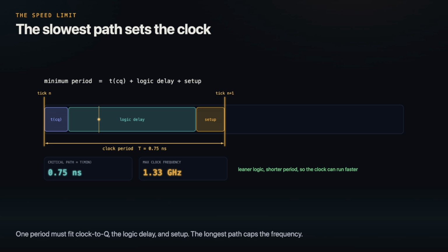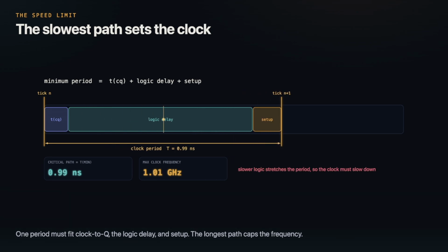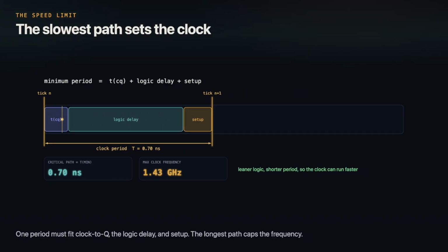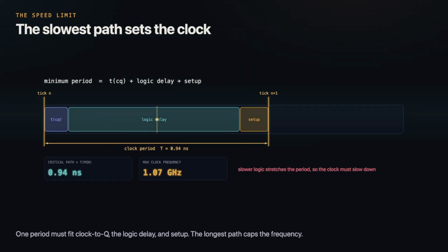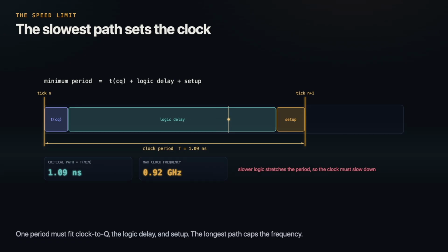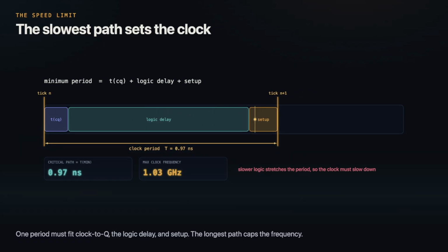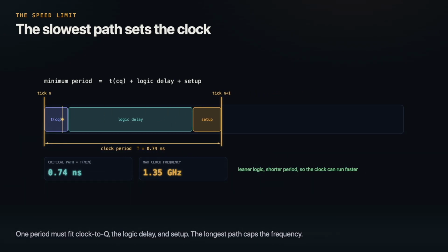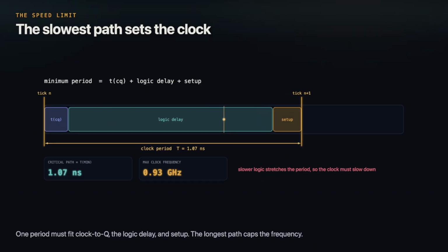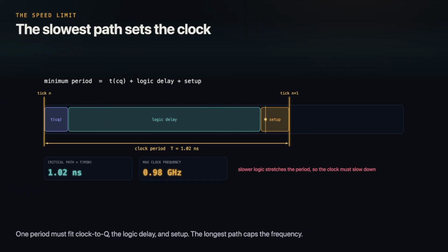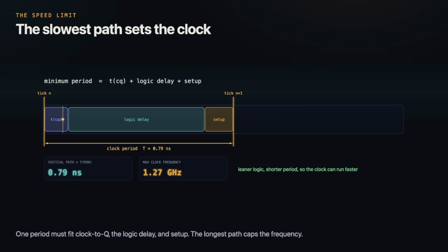This is what sets the speed limit. In one clock period, 3 things have to fit. First, the time for the launching flip-flop to push its value out, called clock to Q. Then the delay through all the logic gates. And finally the setup time at the receiving flip-flop. Add them up. The clock period has to be at least that long. So the slowest path through your logic, the critical path, decides everything. Make the logic slower and you must stretch the period, which lowers your maximum frequency. That trade is at the heart of chip speed.